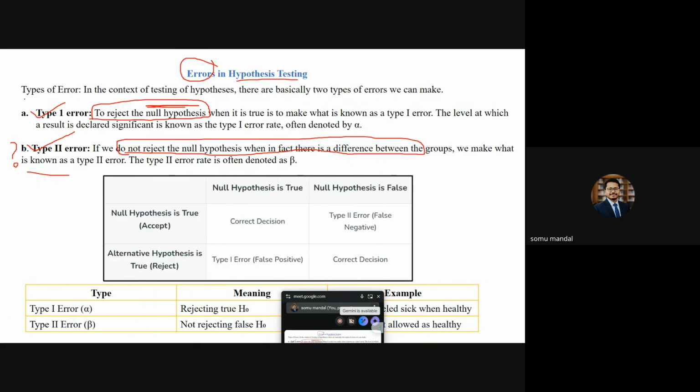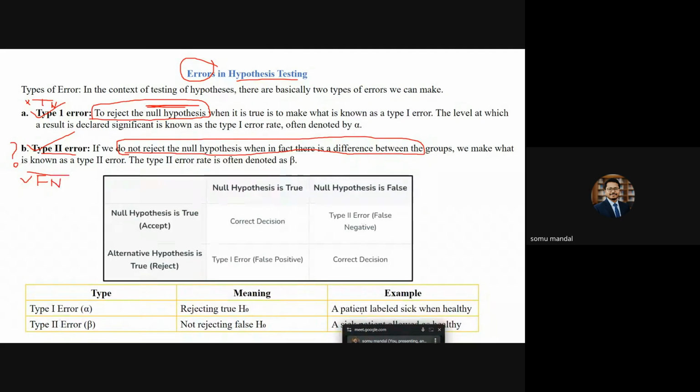So what is meant by type 1 error? What is meant by type 2 error? Type 1 error is rejection of a true null hypothesis. You reject the true null hypothesis, but you consider the false null hypothesis, then it is called the type 2 error. In simple terms, here you find a table. Type 1 error is rejecting the true H0, the null hypothesis. Type 2 error is not rejecting the false null hypothesis.